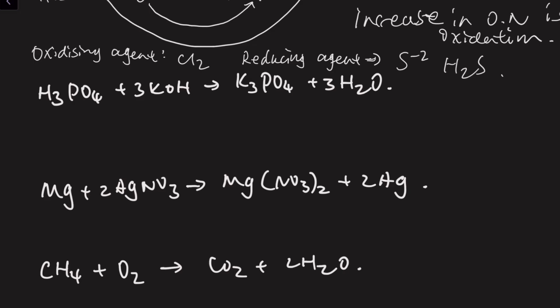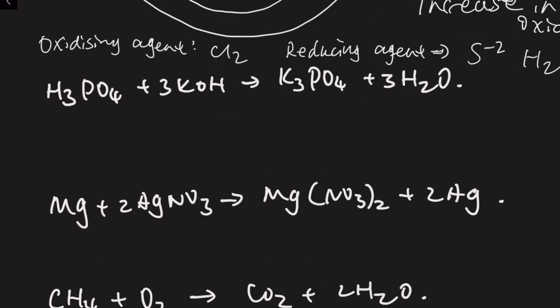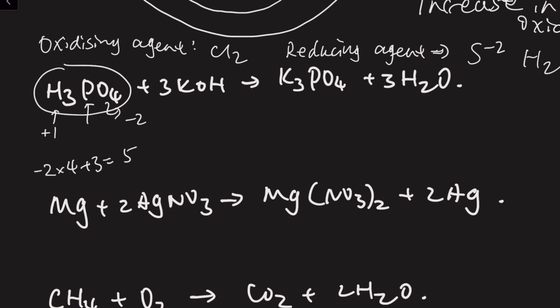So let's have a look at this example. We know that this is -1. Oxygen is almost always -2. Oh, sorry, hydrogen should be +1. So -2 times 4 plus 3. Overall, this is neutral. Oxidation number for P should be 5.